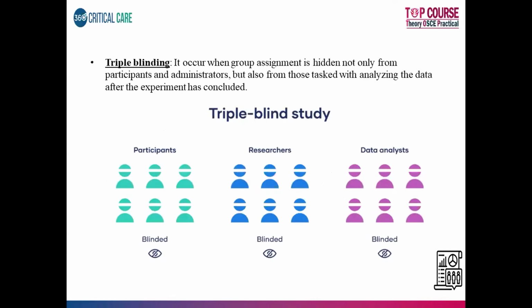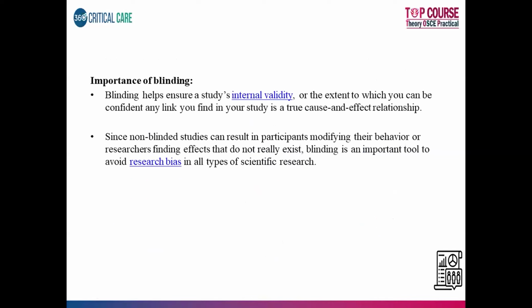And which is the best type of blinding? It is triple blinding, where you even blind the analysts, the data analysts, the one who is actually getting your results. So triple blinding is where you blind all three groups of people.